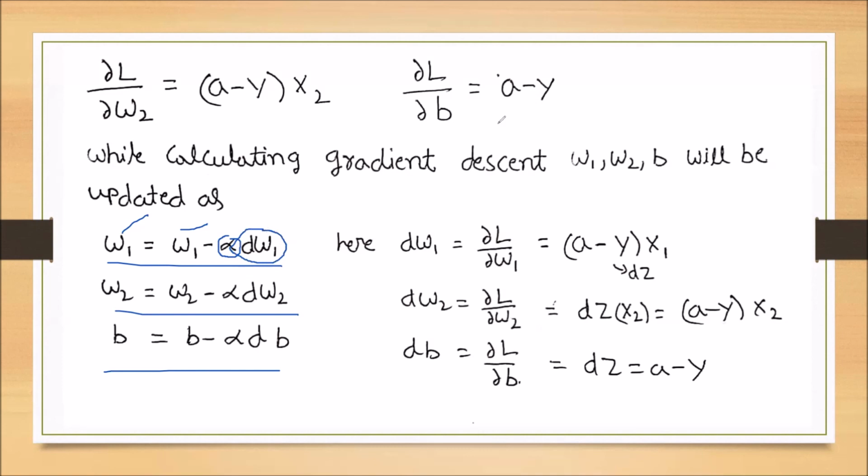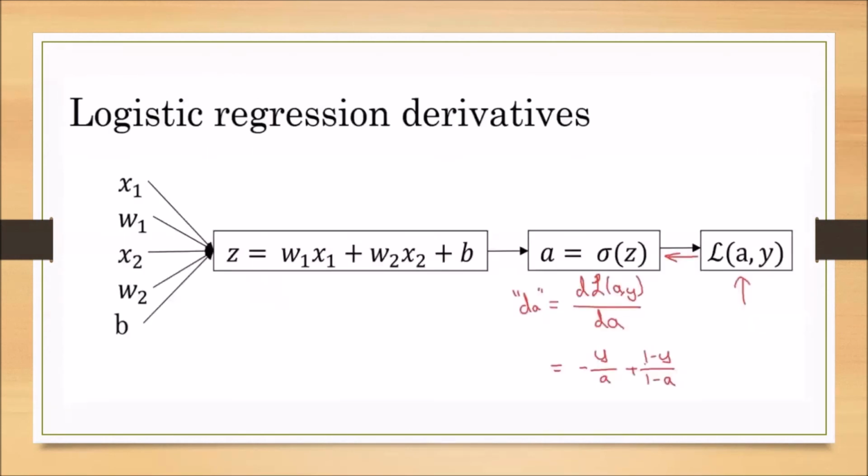So this dW1 is dou L by dou W1, and similarly W2 is equal to W2 minus alpha dou L by dou W2. B is equal to B minus alpha dou L by dou B. This is how W1, W2 and B are updated in gradient descent. So again we are revising. First we take the loss function. Because it depends on only two variables, we differentiate with respect to A, then A with respect to Z, and then Z with respect to W1 when we want to know dou L by dou W1.